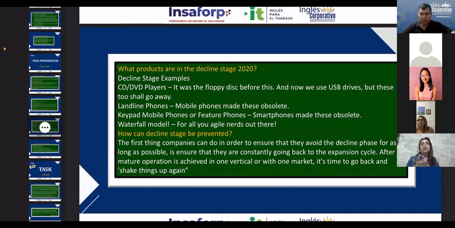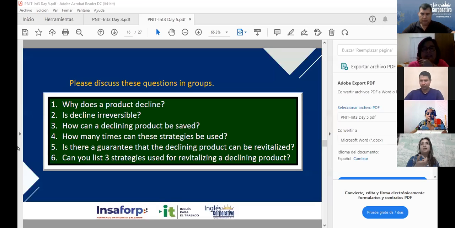What products are in the decline stage? Decline stage examples: CD and DVD players. The floppy disk. A declining product can be revitalized. Is there a warranty that a declining product can be revitalized?